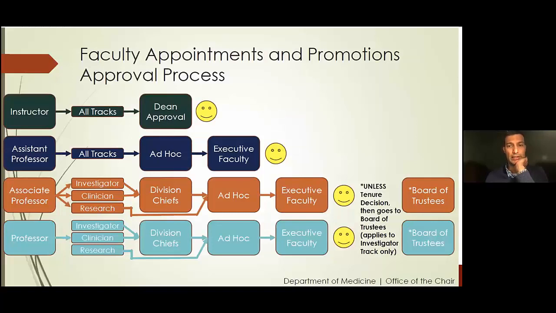And so again, here's just a schematic. To be an instructor, you need the dean's approval and nothing else. But for every other promotional step, you'll need divisional leadership approval. You'll need the ad hoc committee approval, and then the executive faculty approval, regardless of which track you're on.